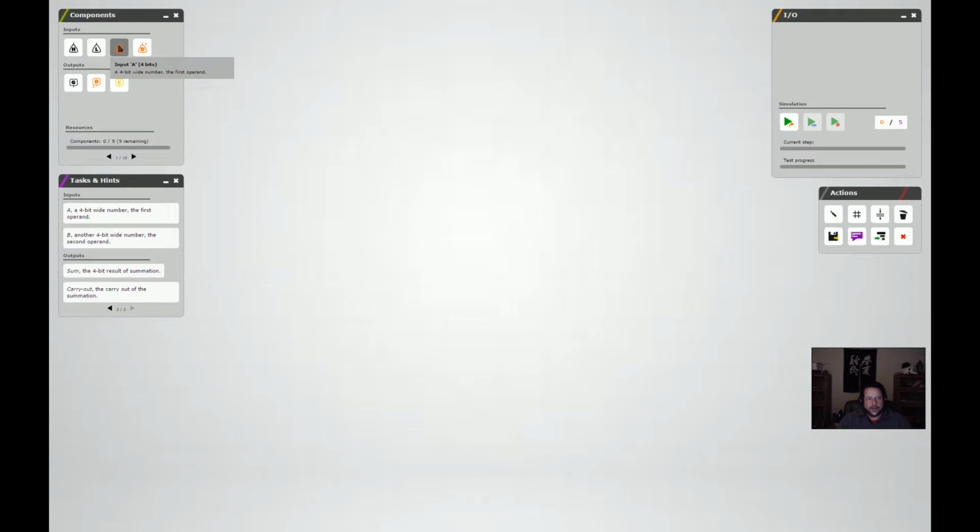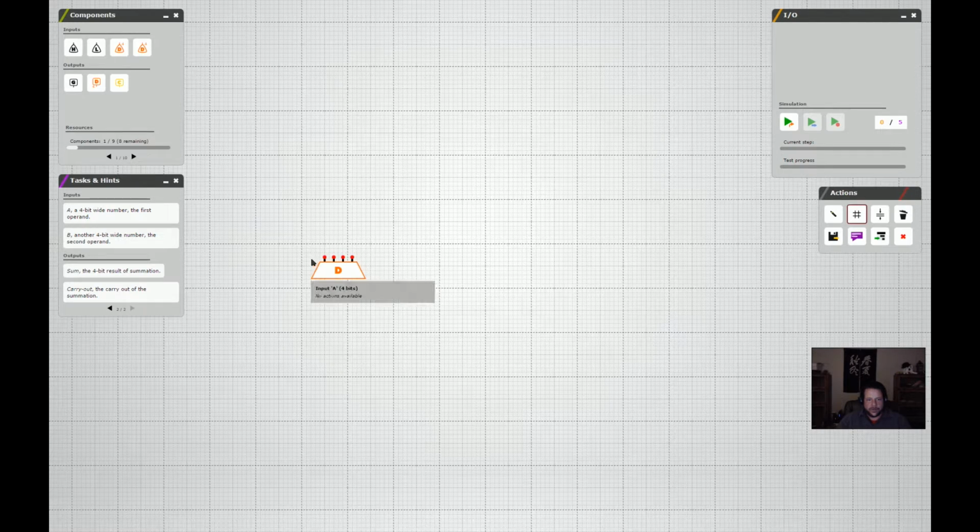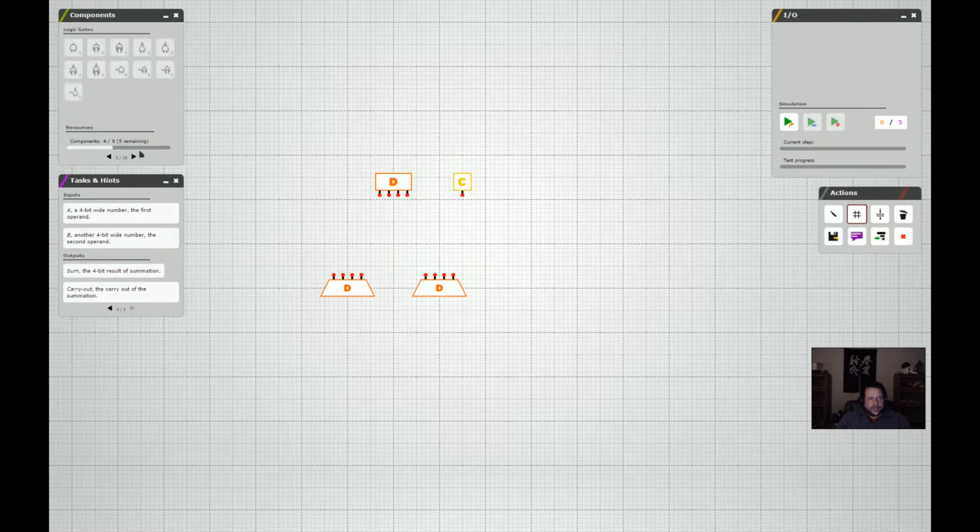So A is a 4-bit wide number. Let's get the grid. Right, so here's our numbers. B is a 4-bit wide number. D is an output, also 4 bits wide. And C is a 1-bit carry. So again, 4 digits can represent up to 15. If we had a carry out, then we'd be popping into the next digit up there, which would make it a 16. So our output is the sum and the carry out. Okay, they don't tell us anything else. That's it. We're on our own here.